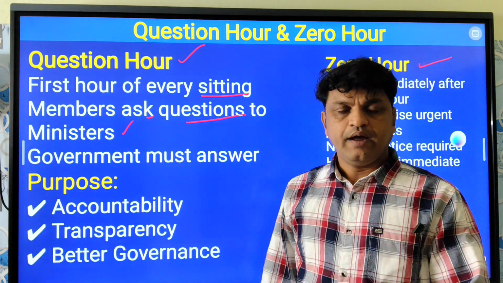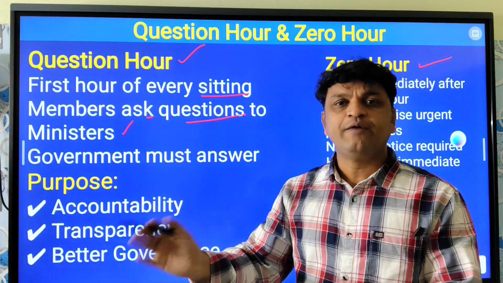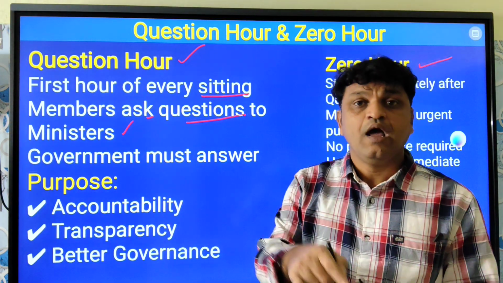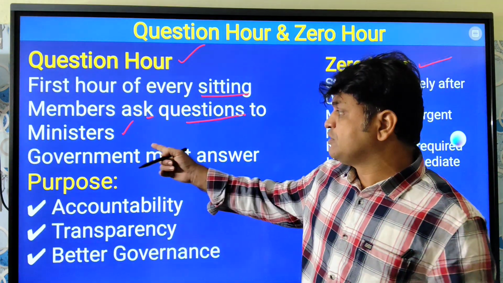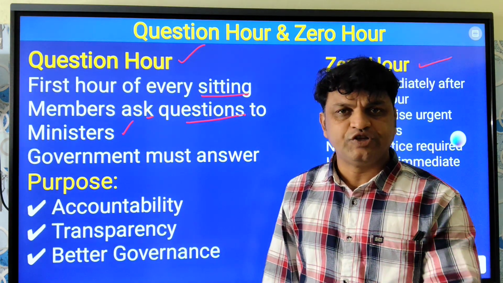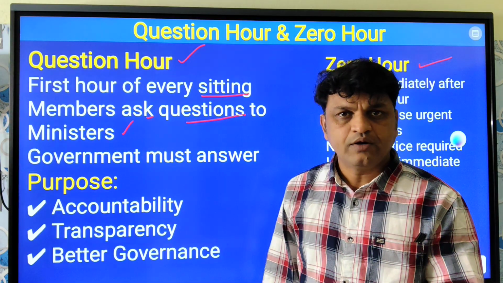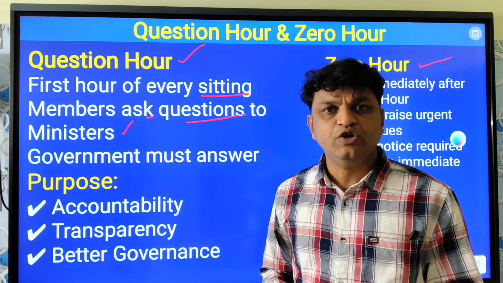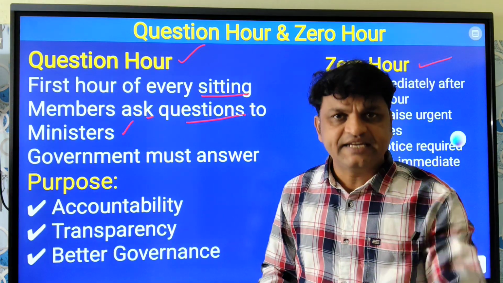Suppose in Delhi there was air pollution. A member of Parliament, whether of the ruling party or the opposition party, will ask the minister, "Dear minister, what steps have you taken to control the air pollution in Delhi? Could you elaborate? Could you explain?" Because the people of Delhi are suffering with the air pollution. Day by day, the air quality index is decreasing.